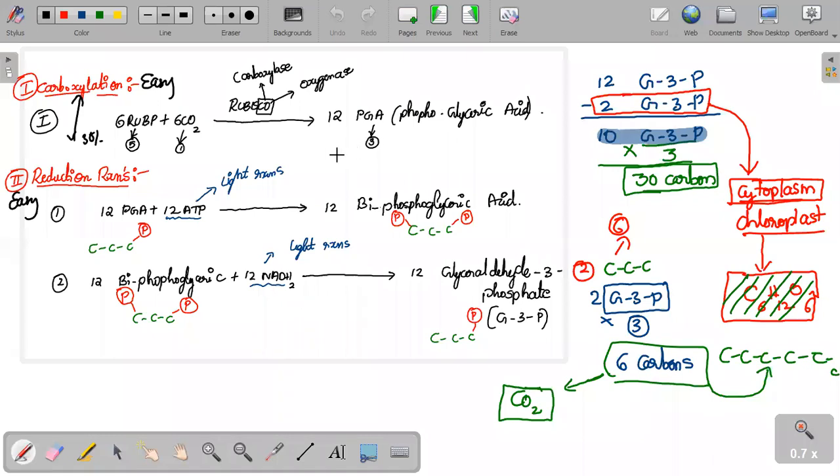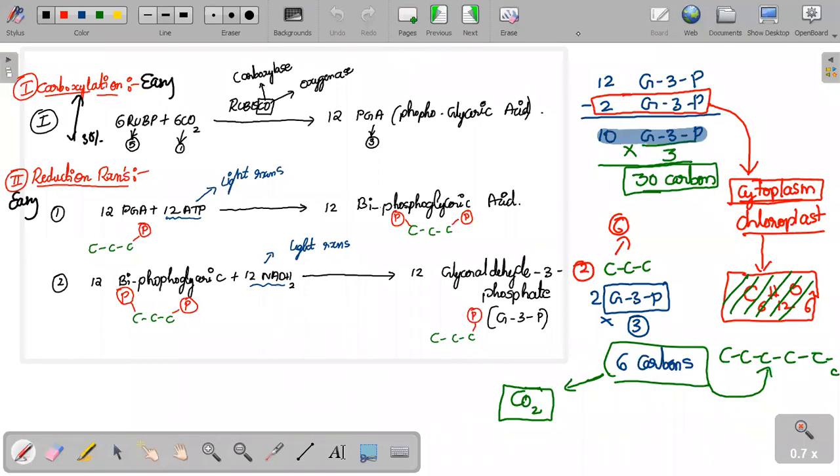Carboxylation and reduction reactions are completed now.